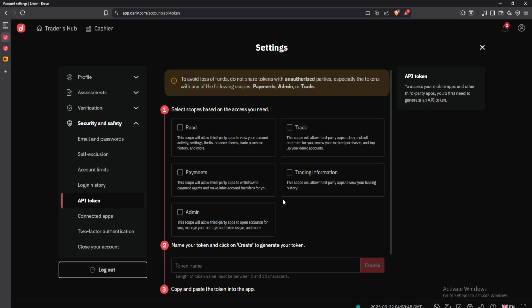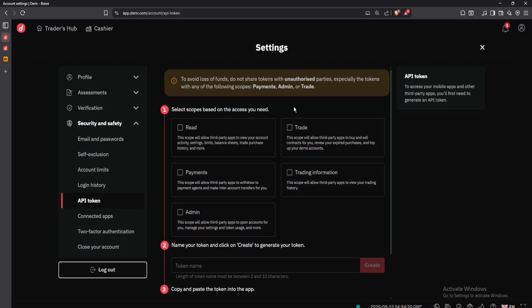As you can see, even Deriv here has a notification to avoid loss of funds. Do not share tokens with unauthorized parties, especially the tokens with any of the following scopes: payment, admin, or trade. The main reason for this is once you give someone access to any of these three, you have given them power over your account. And remember, this is money that you have worked hard for. So if you end up by any chance giving someone access to your account, you are giving them power over your money, and this might end up going wrong in so many ways.